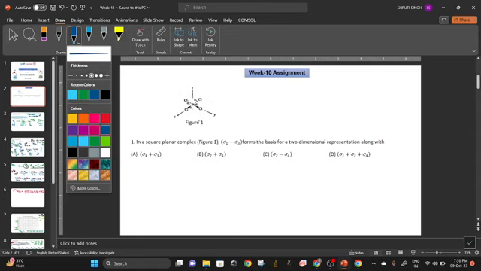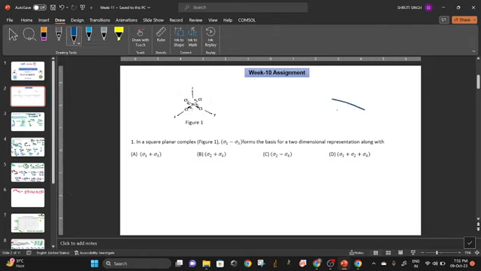So for now we have sigma 1 here. Let me write like this. This is sigma 1. Let me simplify it. Sigma 1, sigma 2, sigma 3, sigma 4. This is a square planar complex. In the center we have platinum and the Cl bonds across this line. Now to find the reducible representation of these four sigmas, what is the point group here?